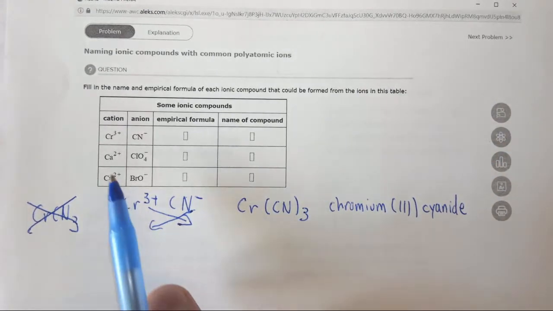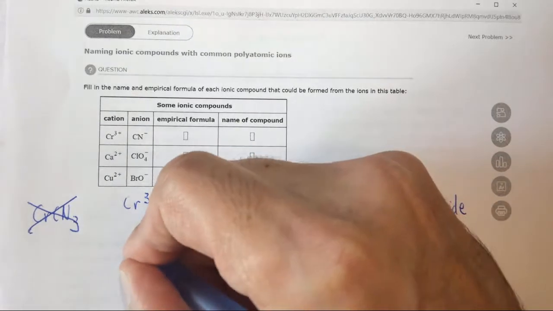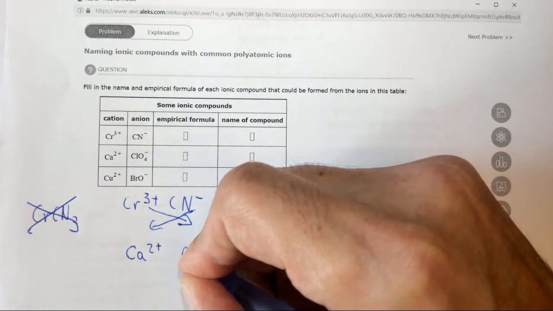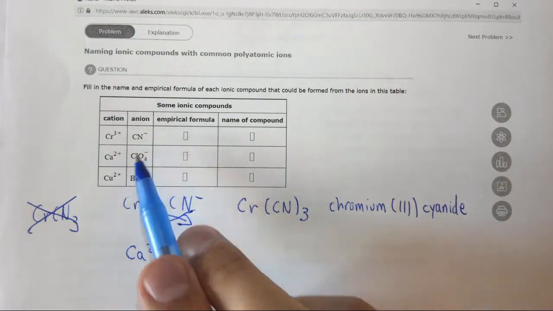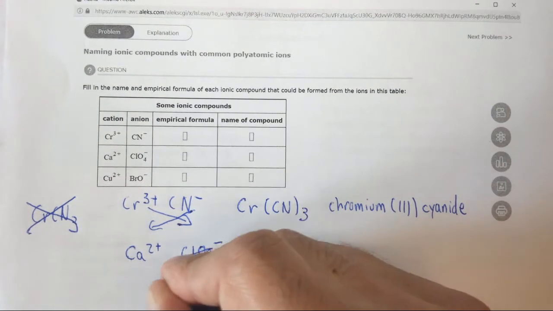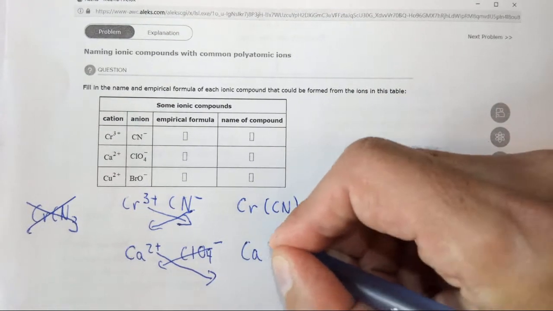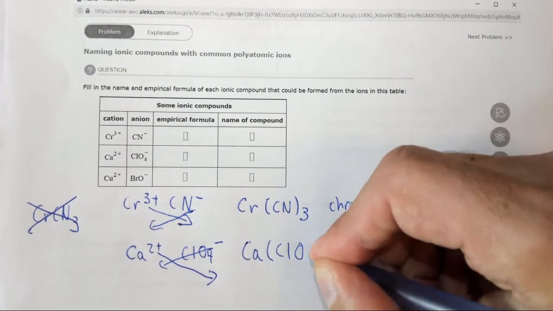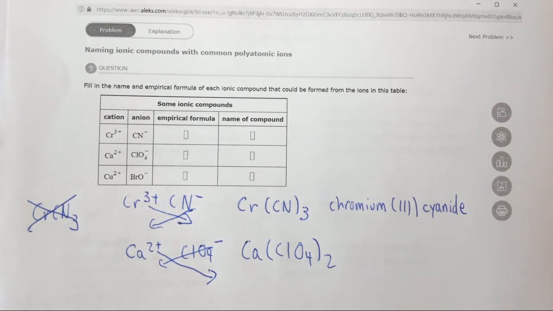For the next one, we have Ca2+ and ClO4-, which is perchlorate. So same thing, Ca2+, ClO4-. Remember that this is a Cl, 4 oxygens with a negative charge. It's really important that we remember to subscript that 4 to remember that it's 4 oxygens. We cross them again, and because we need 2 of the perchlorates, we have to do Ca in parentheses, ClO4, 2, like that. Now we need to give it a name.